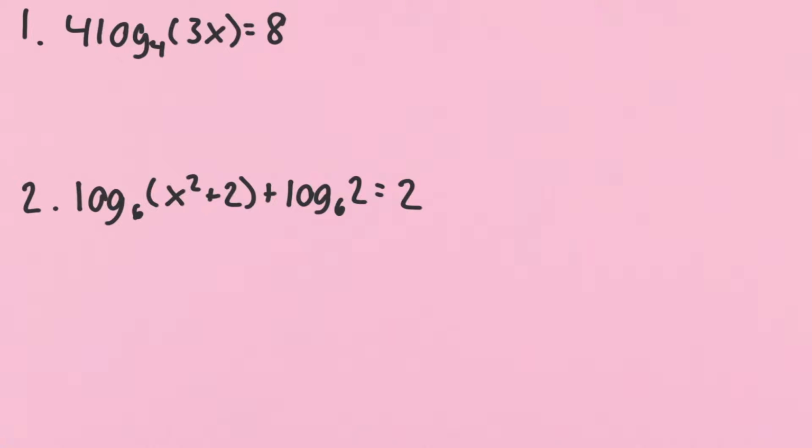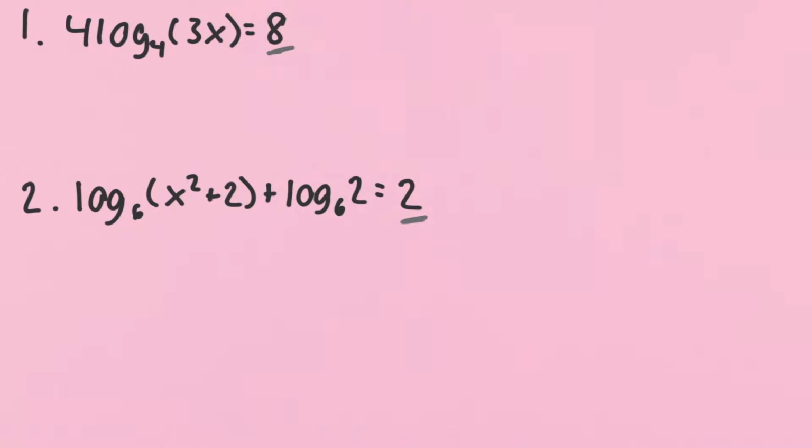If not everything is logged in the problem, for example, this 8 isn't logged or this 2 isn't logged, then you want to condense any logs if you have multiple logs in the problem, and then isolate the log to get it by itself. So here in number 1, we don't have anything to condense. We only have one log originally, but it's not completely by itself. It still has the 4 out in front, so let's divide both sides by 4.